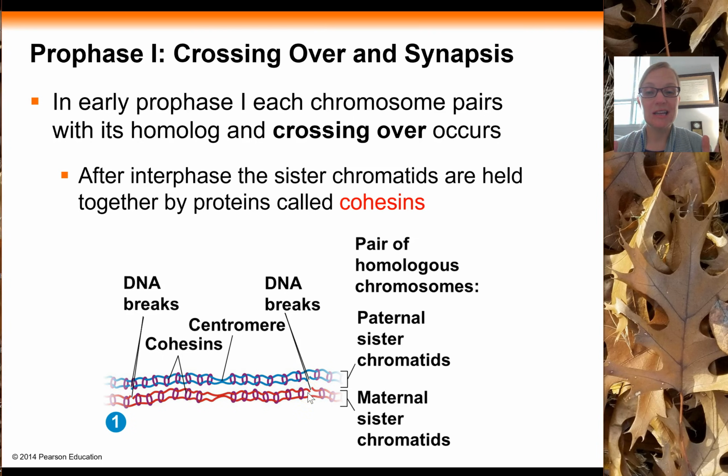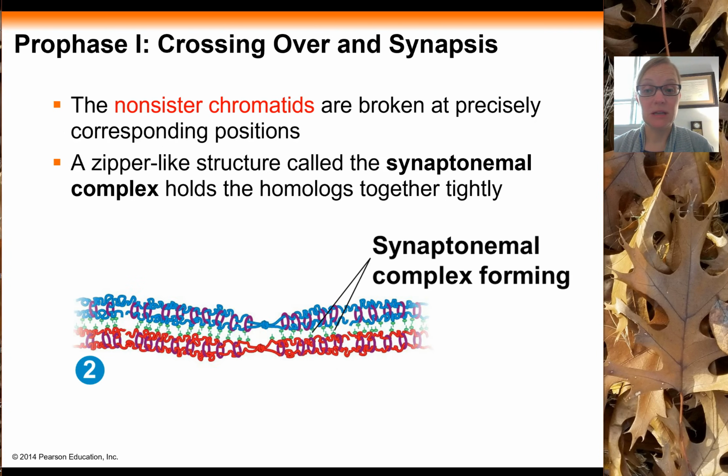And once the homologs pair up, then the DNA is broken. So you can see right here, there are DNA breaks that were made. Now, the DNA breaks are made on one of the blue sister chromatids and one of the red sister chromatids. Typically, a DNA break is bad for the cell, and the cell wants to repair it so that it doesn't lose parts of the DNA, and mutations don't occur. Now, the way that the DNA breaks here are repaired is a little bit unique.